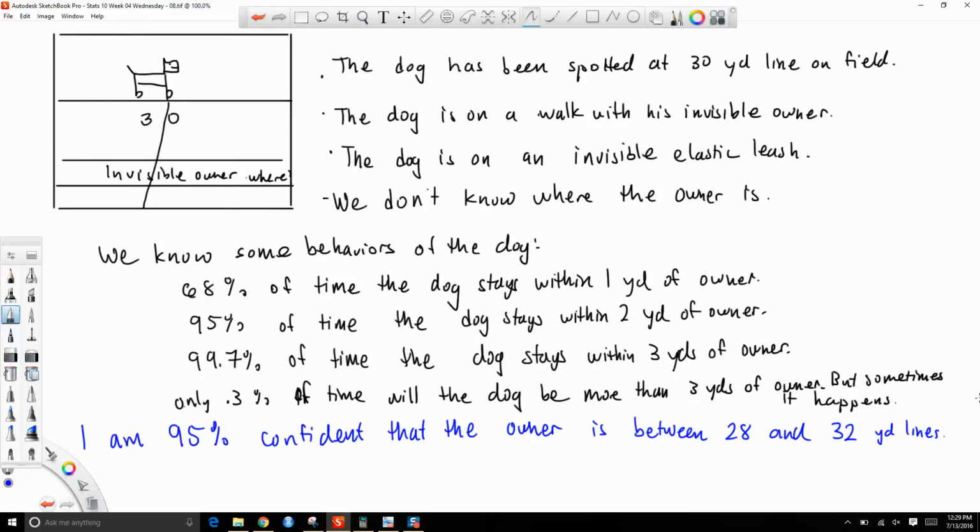Okay? So the idea here is that the dog is similar to our p hat. We can observe where p hat is, okay? We don't know where the owner is. We don't know where p, the population proportion, is, okay? And all of this is basically stating that the sampling distribution of p hat, the behavior of the dog, or the behavior of p hat, follows the normal distribution.